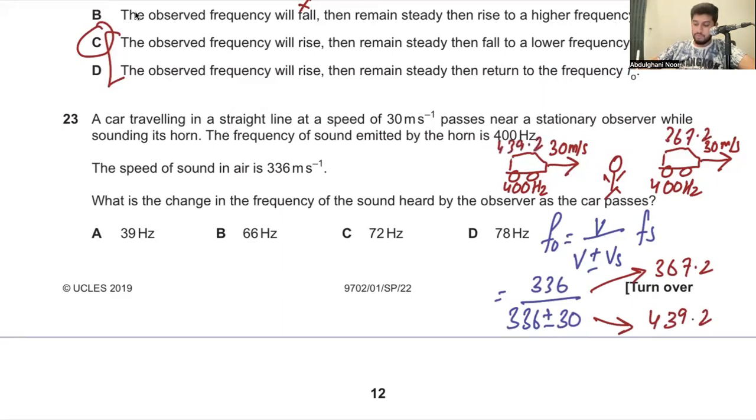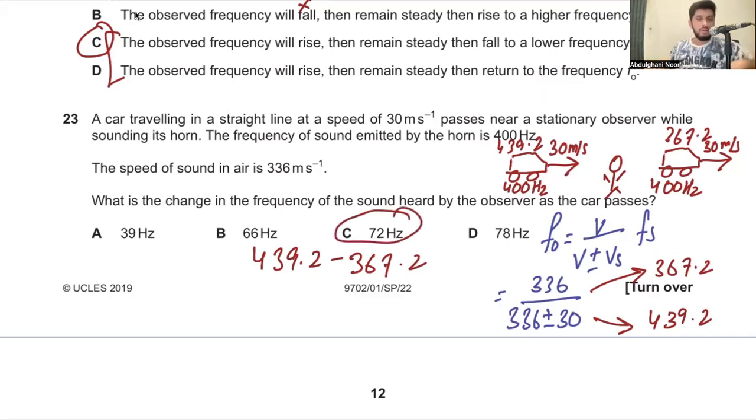They're asking what the difference is. What is the change in frequency? For the change in frequency, you subtract the two. 439.2 minus 367.2. And that gives you the change in frequency as 72 hertz. All good? This was a challenging question, I believe, slightly different on the Doppler effect.